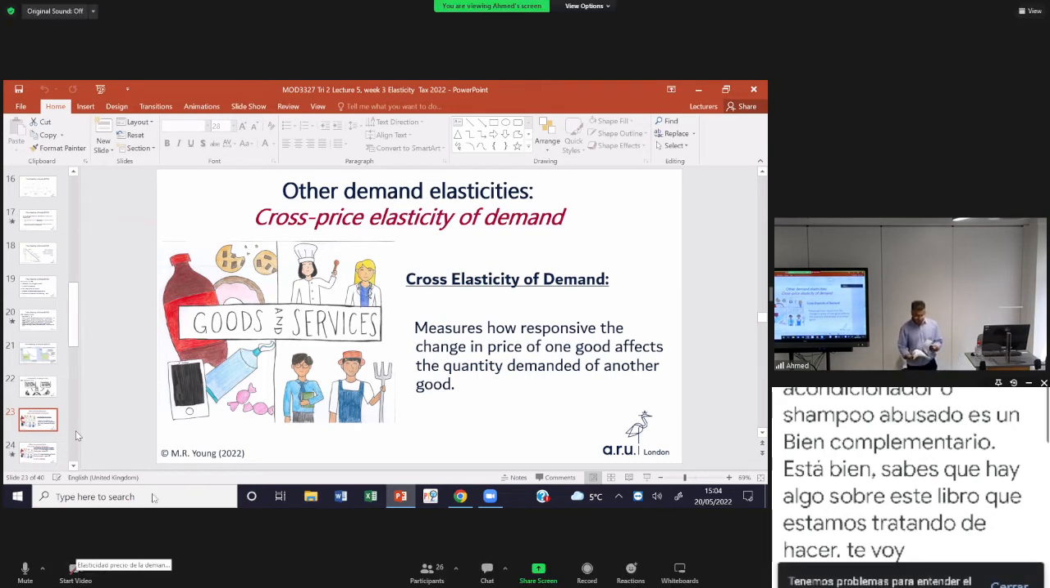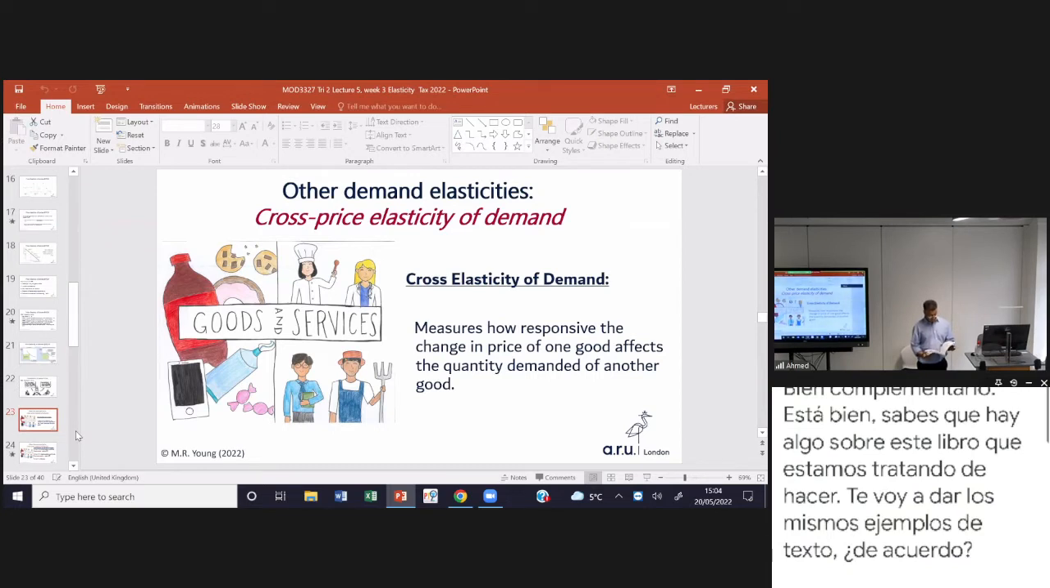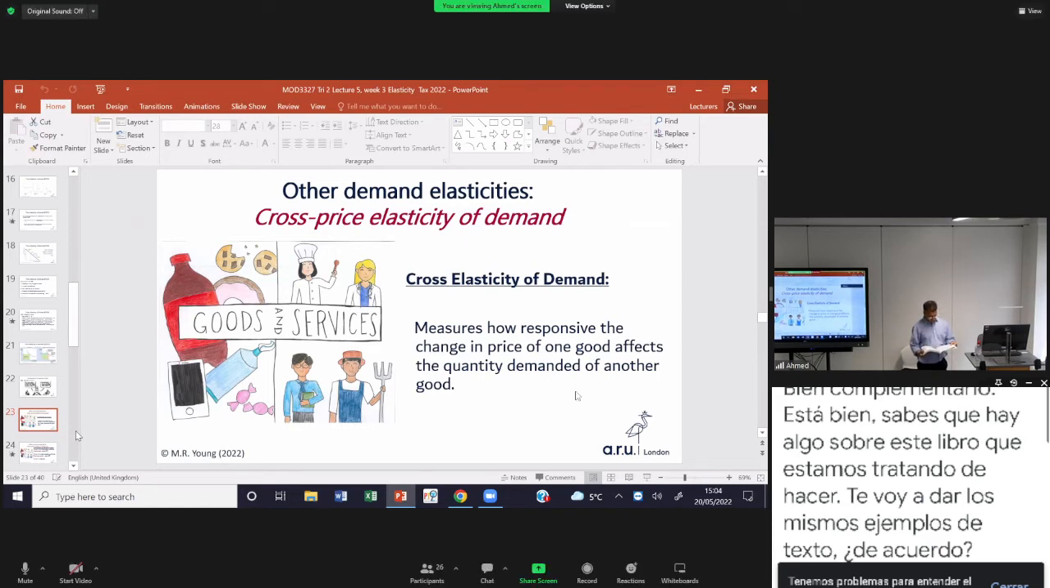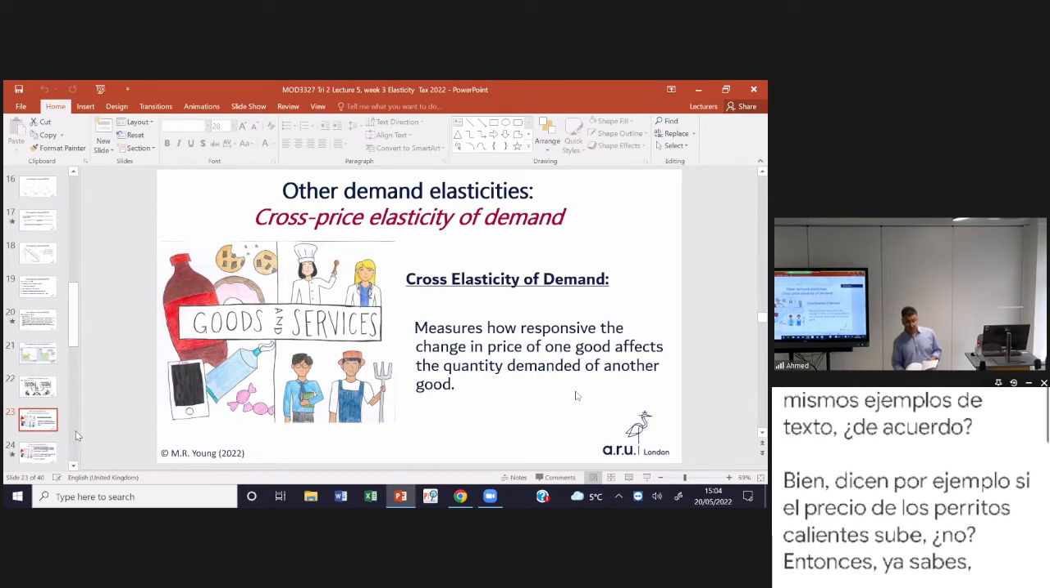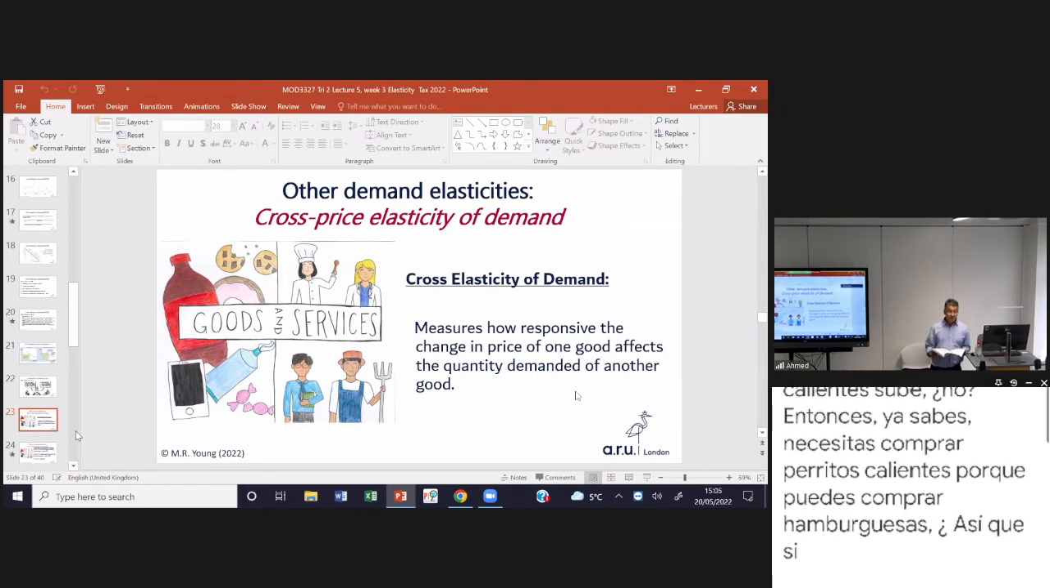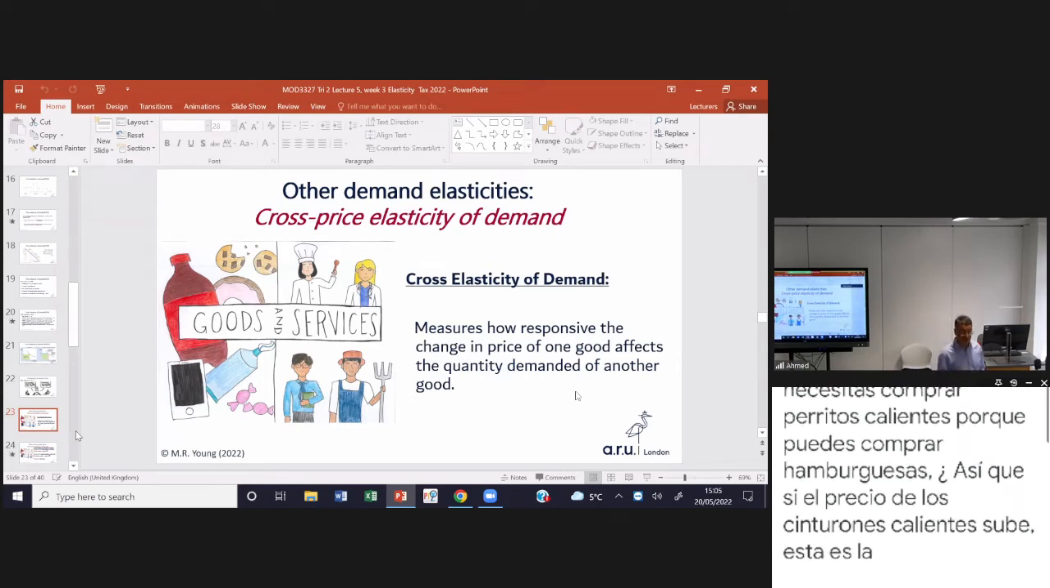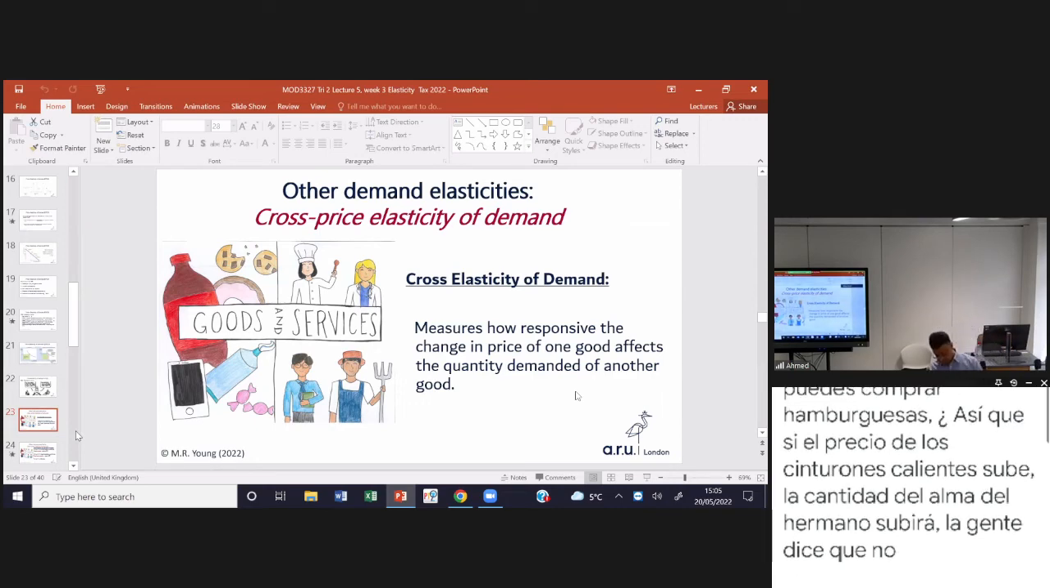Okay, so I think they're giving Pepsi and Cola as the example, but let me make sure I give you the same one again. What page is it? 146. Okay, they say, for example, if the price of hot dogs rises, you can either buy hot dogs or you can buy burgers. So if the price of hot dogs goes up, the quantity of burgers sold will go up. People will say, we don't want the hot dog because it's high price, we want the burger instead. You get that idea?